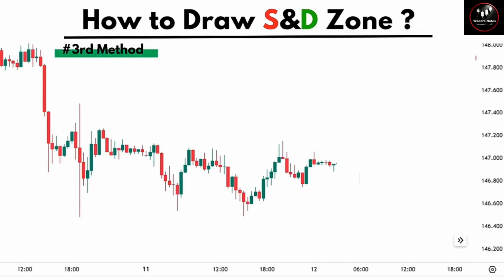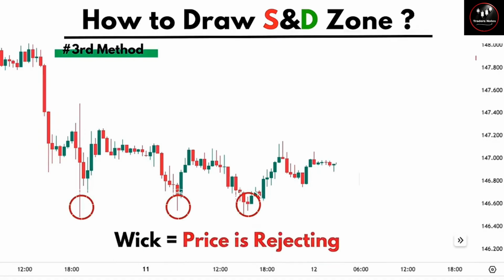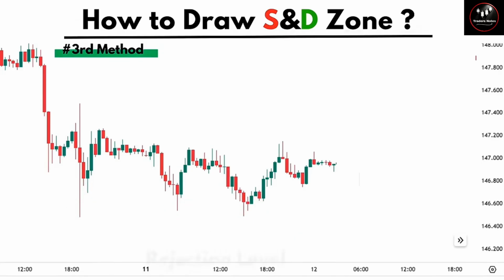The third method is to look for areas where the maximum number of candles have long wicks. The formation of wicks on the charts tells us that the price is being rejected from that level, and such a level is called a rejection level in the market. Wherever there are multiple candles with long wicks, what you'll do is select the rectangle tool and, covering all those candles with wicks, drag the rectangle box towards the right side.